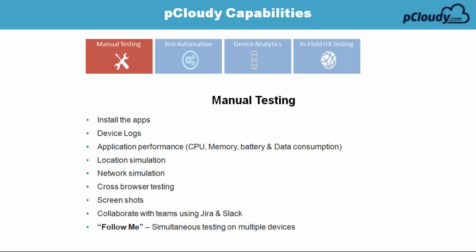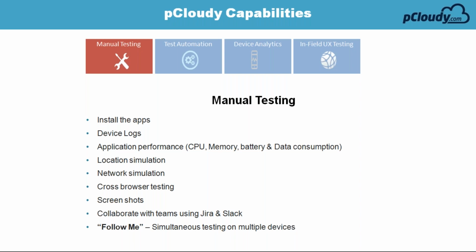pCloudy is perhaps the only company right now in the market who provides cross-browser testing for mobility, right? So you can actually test your application. We are anyways providing you a variety of devices with different hardware and software configurations, but with the cross-browser testing, we are providing you different browsers like Opera, Firefox, Mozilla, then UC browser, right? Like this, we can provide you a whole lot of different browsers with different versions. So you can test your application on different browsers and different versions.